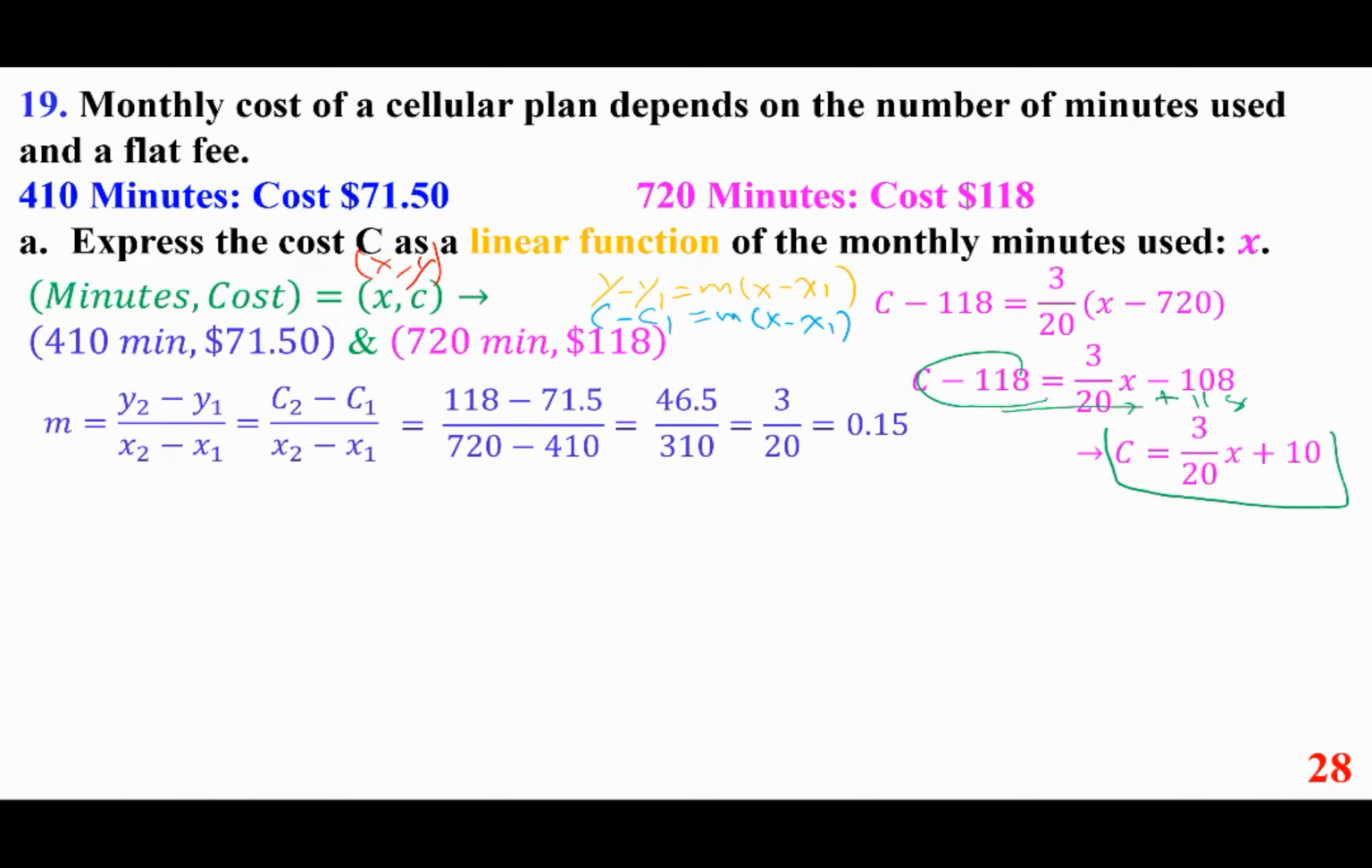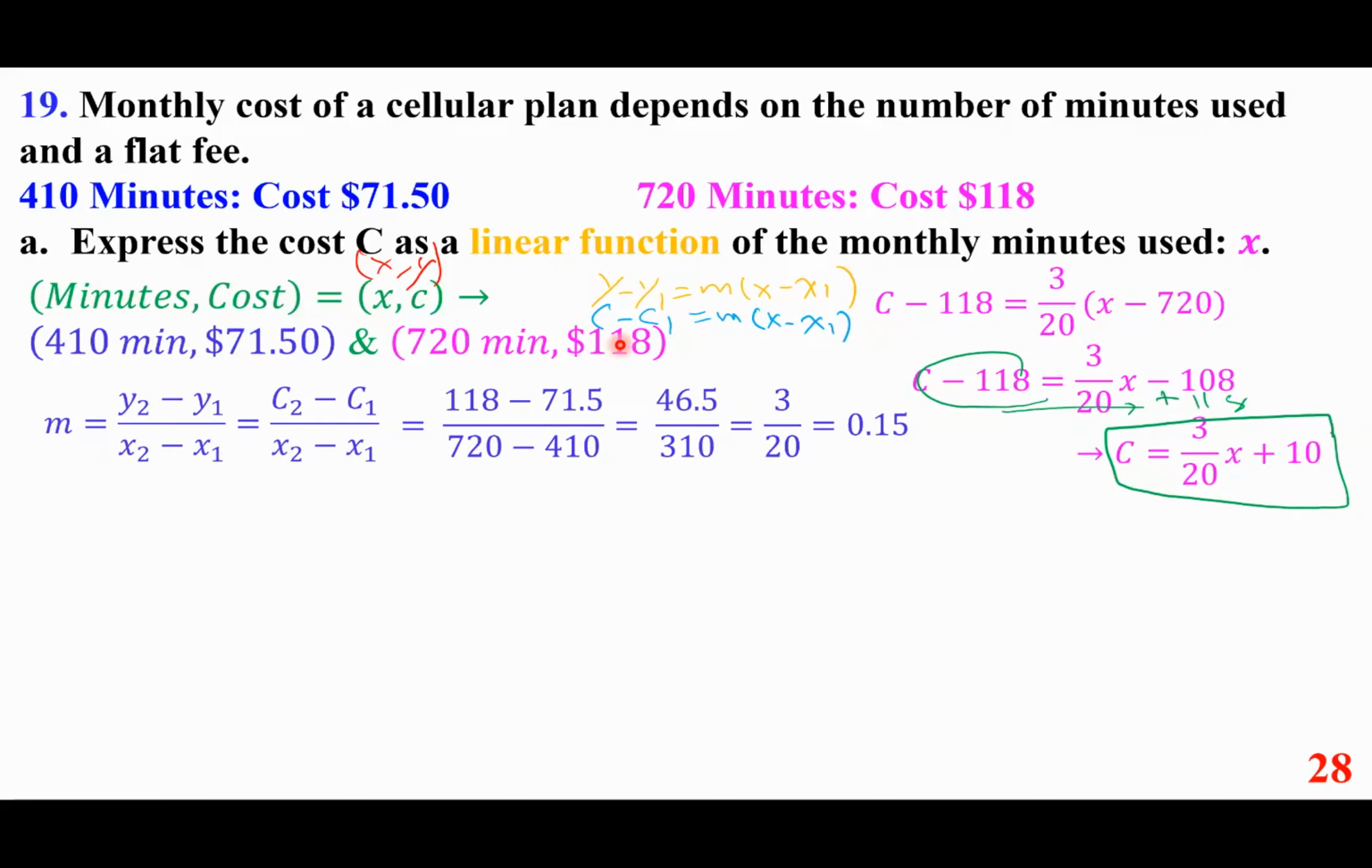And this is the cost in general, or you can put 0.50. By the way, I want to make sure you understand how you check your work. This is the pair we used. We didn't use this pair. So to check, if you plug in 410, it must give you the cost of 7150. I'm going to leave it for you to check it. It's important to check before you move on.